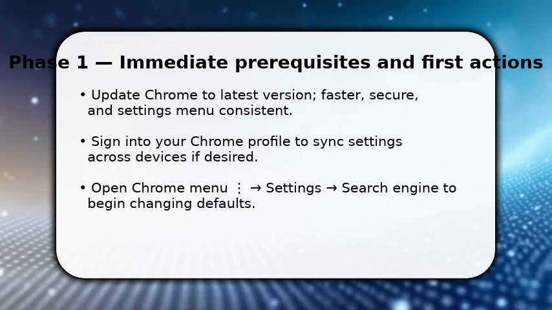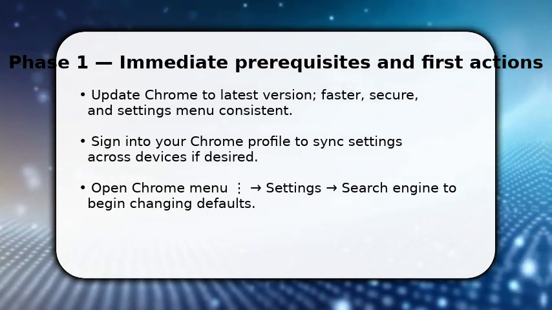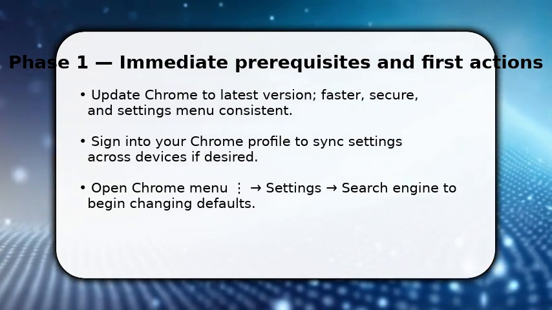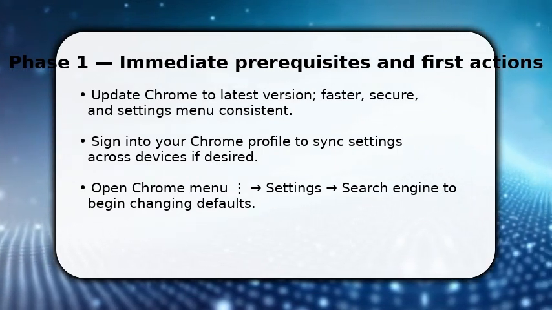You begin by opening Chrome and going straight to Settings, no detours. Make sure Chrome is updated because menus can shift between versions. If you want changes synced, sign into your profile first. Then click the three-dot menu, choose Settings, and select Search Engine.